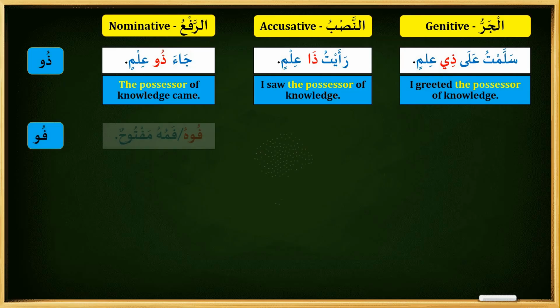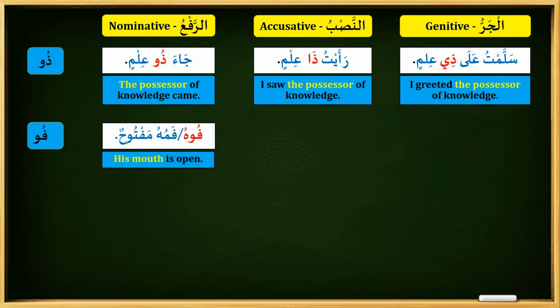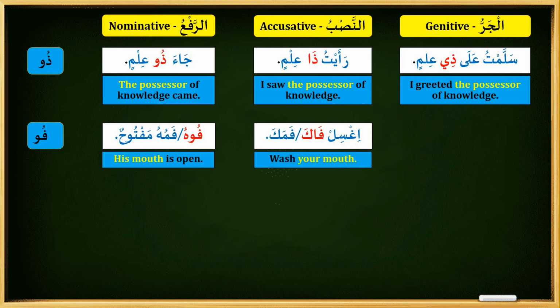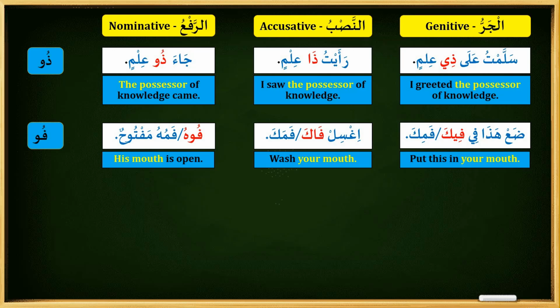And the last one, fu. فوه or فمه مفتوح. His mouth is open. I use the second option as well, فمه, because we don't use fuhu anymore these days. We rather use فمه in modern standard Arabic. اغسل فاك or فمك. Wash your mouth. ضع هذا فيك or فمك. Put this in your mouth.